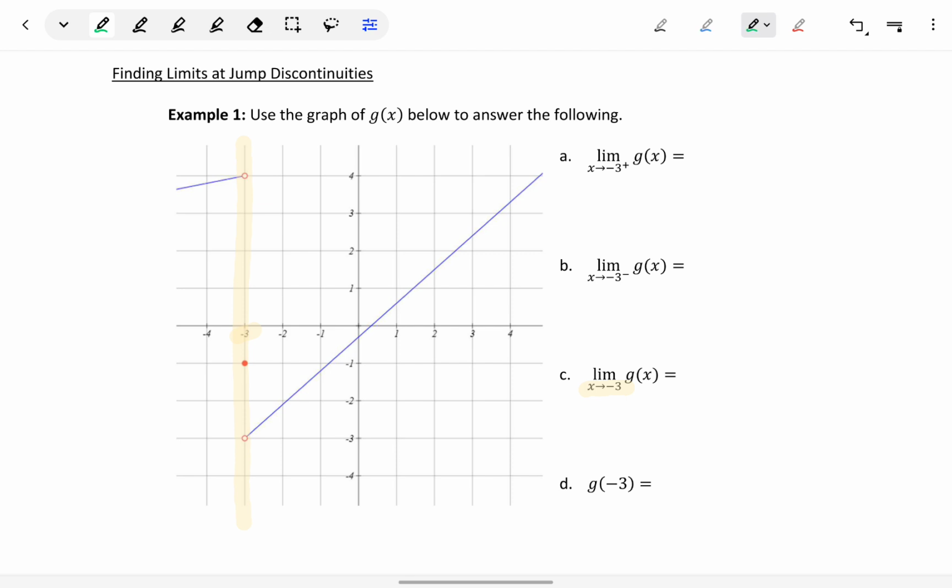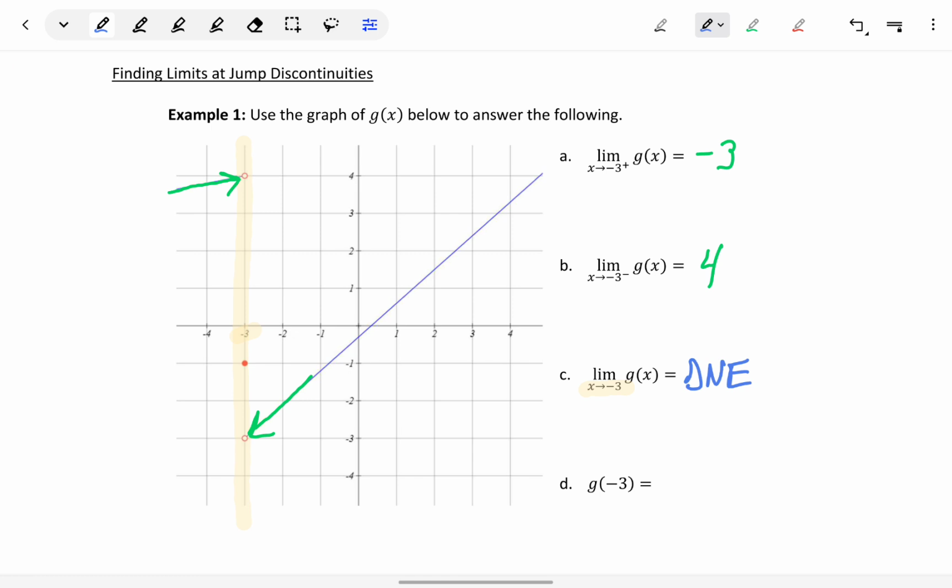In part A, we want the limit as x approaches -3 from the right. So we'll trace along that curve and just see what function value we're approaching. In this case, -3. And then we'll approach -3 from the left, which is what we're asked for in part B. In this case, we're approaching a function value of 4. Then we're asked to state what the limit is as x approaches -3. Again, our two one-sided limits are different. So we would say the limit does not exist.